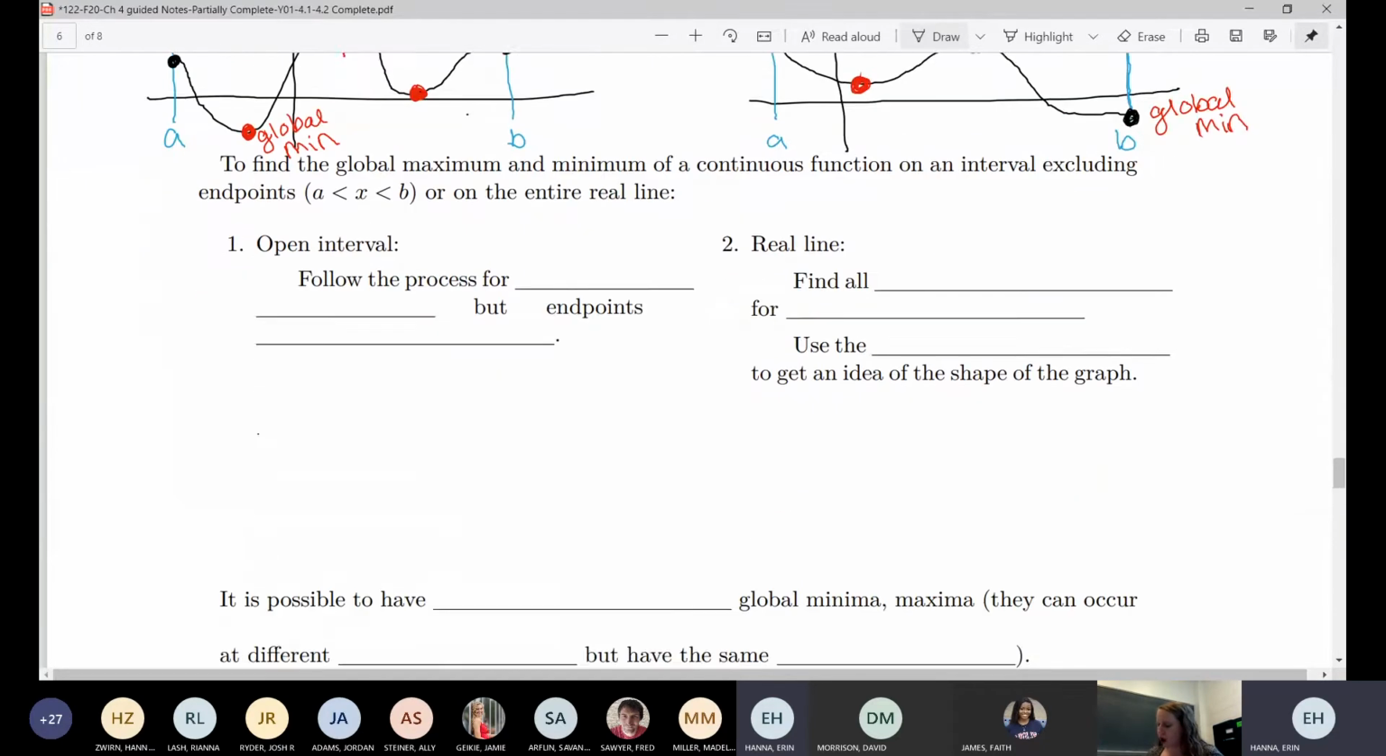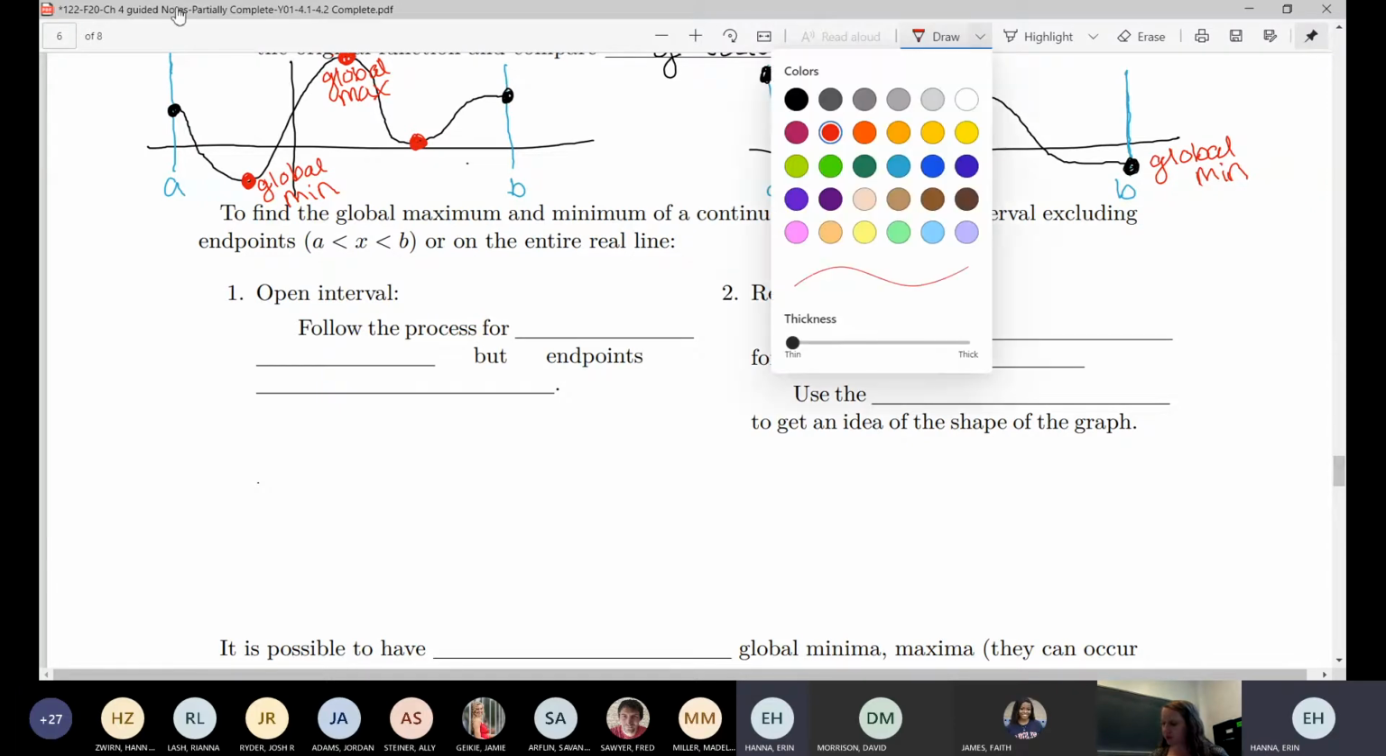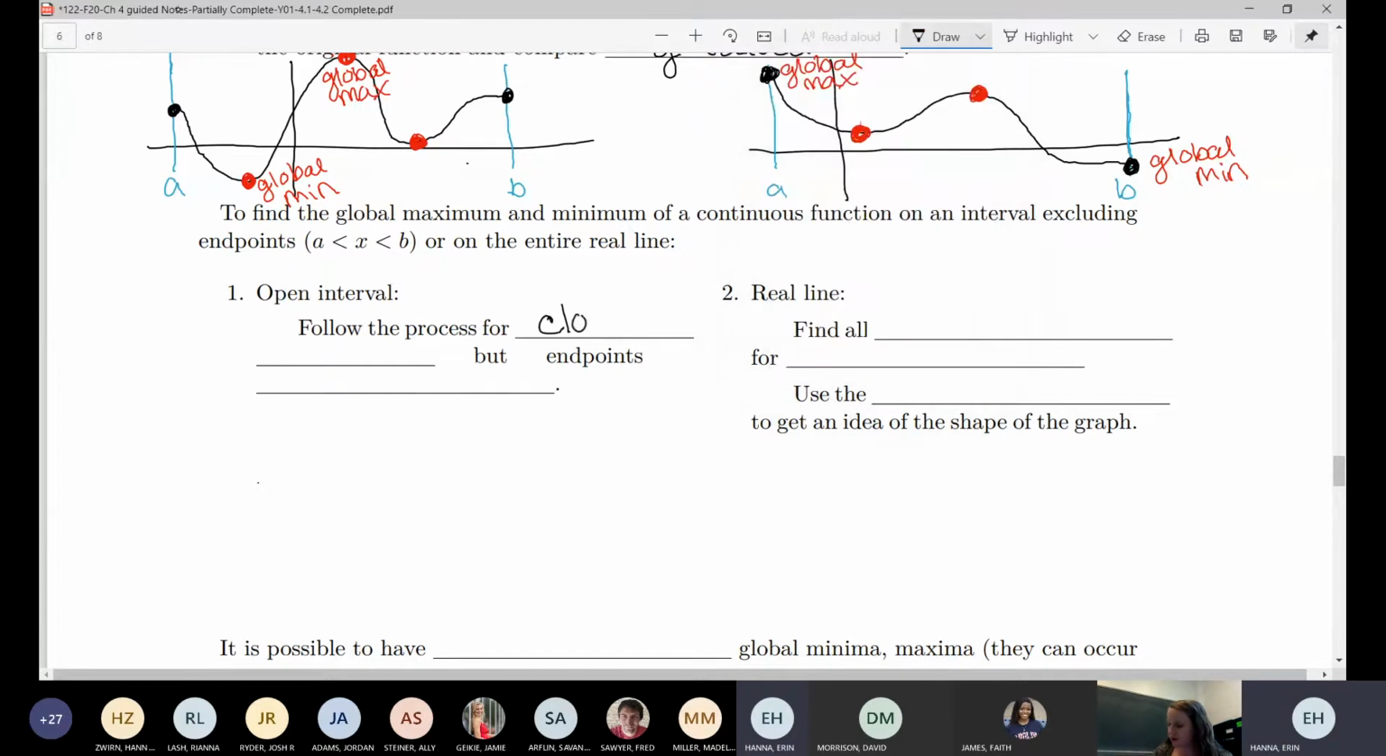So if we're on an open interval, we'll write down the process and then I'll draw a picture again. So if we're on an open interval, we're still breaking the function up into just a piece of it, but we're not including the endpoints. What you're going to do is follow the exact same process for a closed interval, what we just talked about, and we'll see an example in a second. But the endpoints can't win, I like to say. That's not an official way to say it, but I think it's an easy way to remember it. So let me draw the picture first and then try to explain what I mean by can't win.